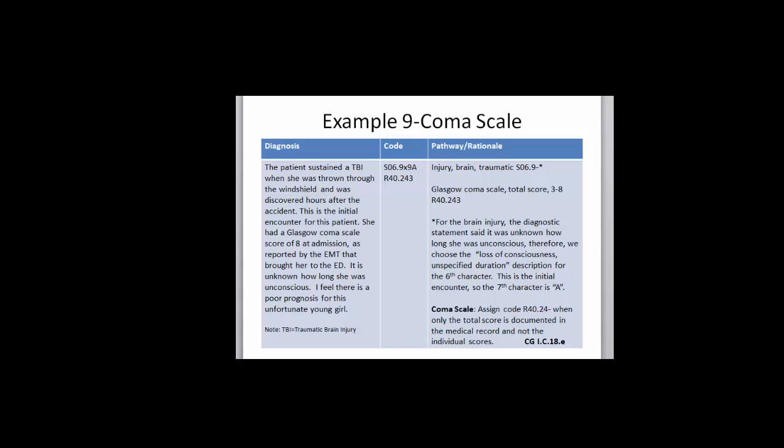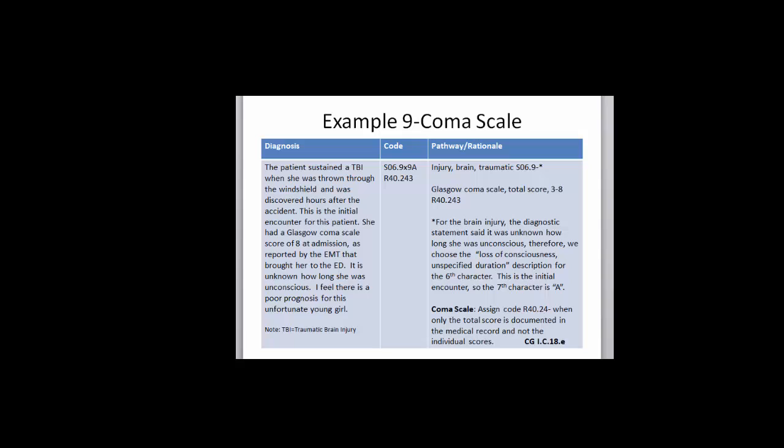So in this case, the patient sustained a traumatic brain injury when she was thrown through the windshield and was discovered hours after the accident. This is the initial encounter for this patient. She had a Glasgow-Coma scale score of 8 at admission as reported by the EMT that brought her to the ED. It is unknown how long she was unconscious. I feel there is a poor prognosis for this unfortunate young girl.